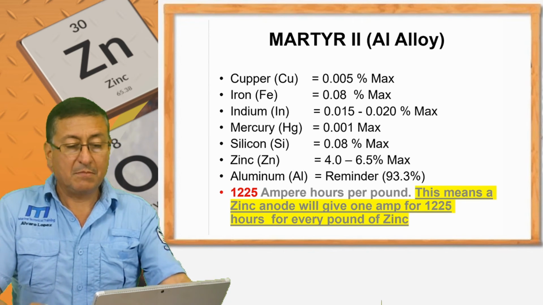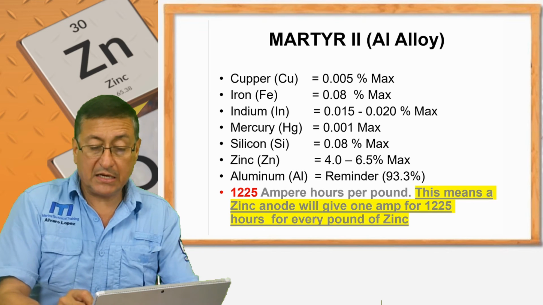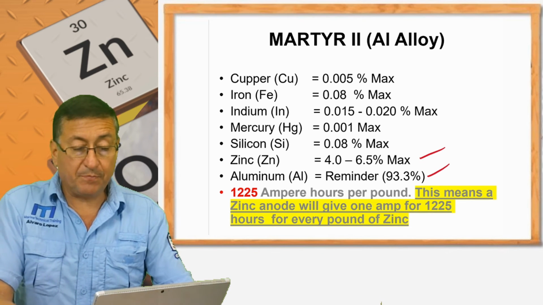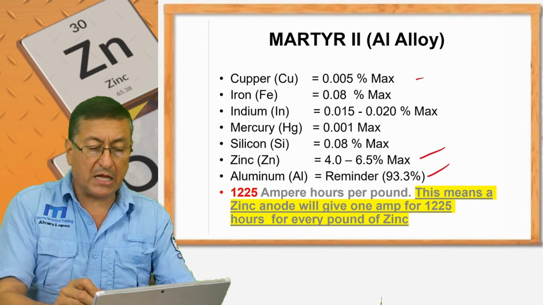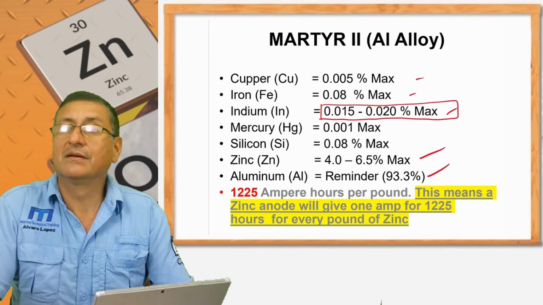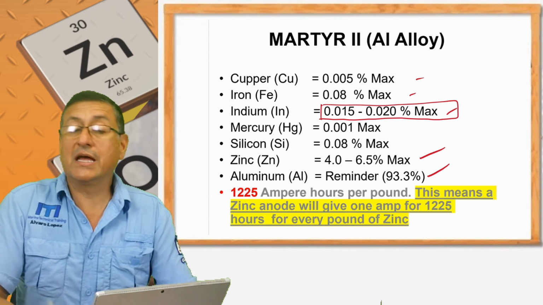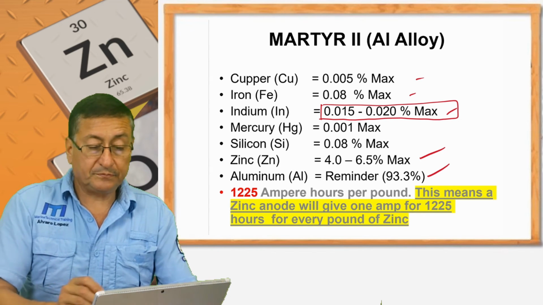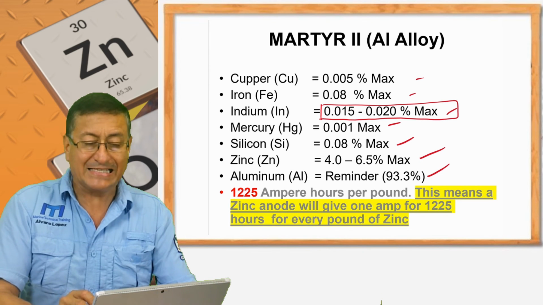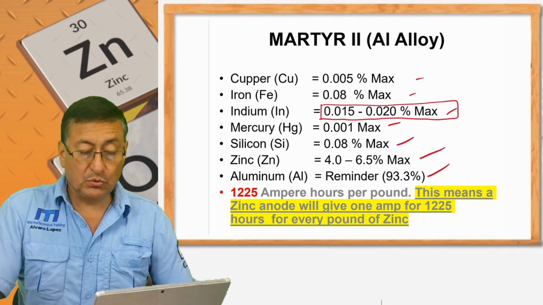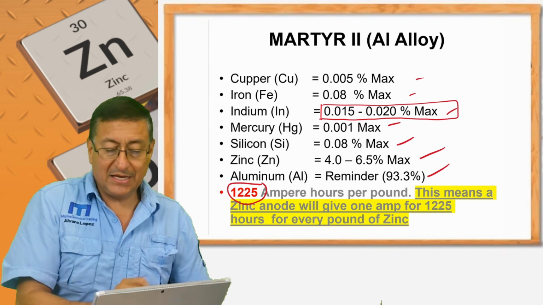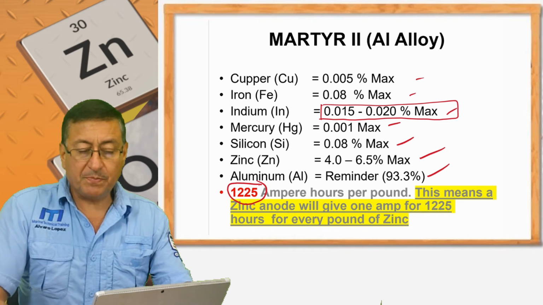With Martyr 2, an aluminum alloy, it is practically 93% aluminum with a high content of zinc, around 6.5%, and other ingredients like copper, iron, indium. Indium is another good element located in group number 3, along with mercury and silica. But the higher content is aluminum and zinc. This is the aluminum alloy, Martyr 2, and look at the intensity: 1225 amps per hour per pound.